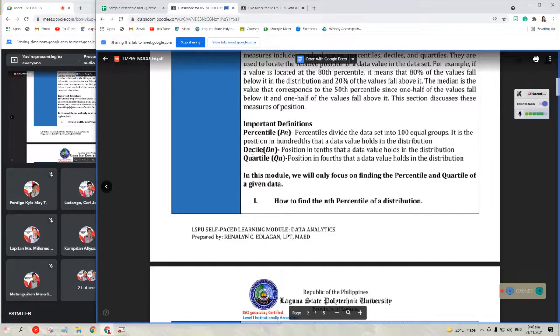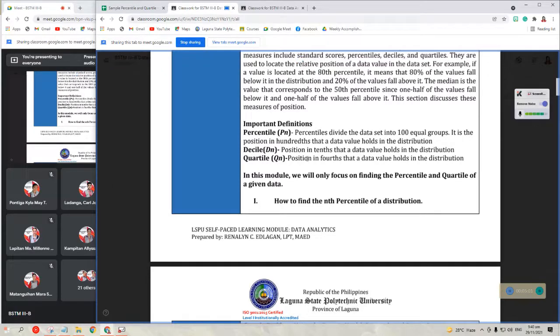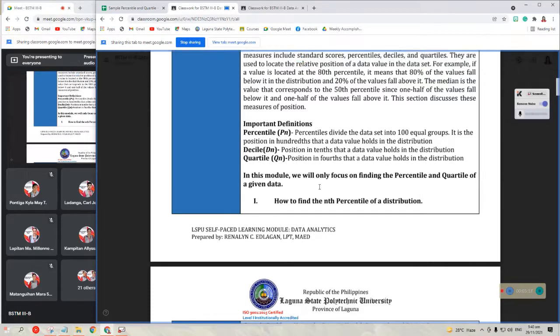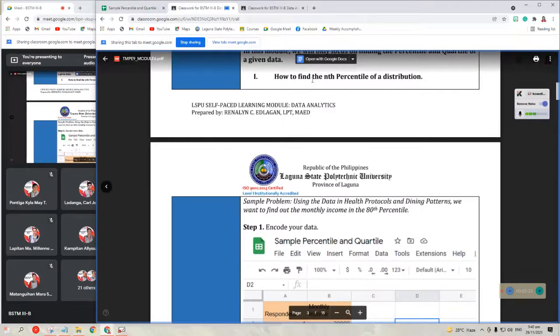Next, we have the quartile. So quartile, this is the position in fourths that a data value holds in the distribution. So hinahati niya sa apat na portion yung data. In this module, as I've mentioned earlier, we will focus on finding the percentile and quartile of the given data. Now, ito yung part 1, how to find the nth percentile of the distribution.